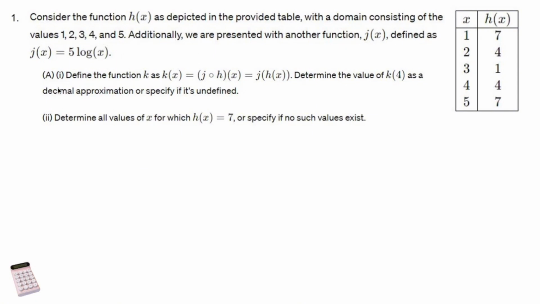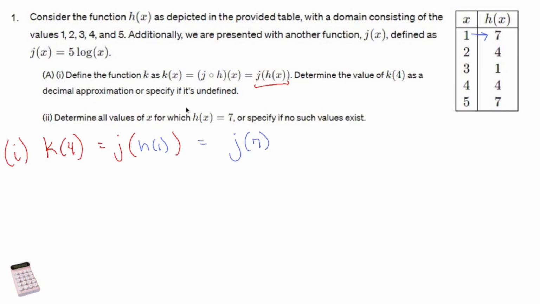So let's see what we need. We have k of 4 they want. Okay, and again, this is part I. K of 4, I'm going to use this version of it, equals j of h of 1, and let's get different colors because I can. So let's see what we have. H of 1 is found by taking the 1 in this guy and saying, oh, well, 1 maps out to 7, so h of 1 is 7. So this becomes j of 7. Now, how do we find j of 7? We're going to need our calculator for this one.